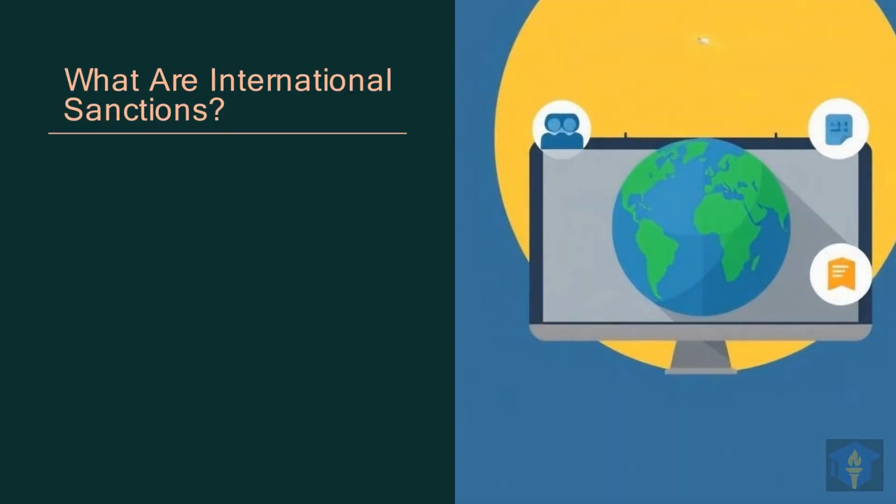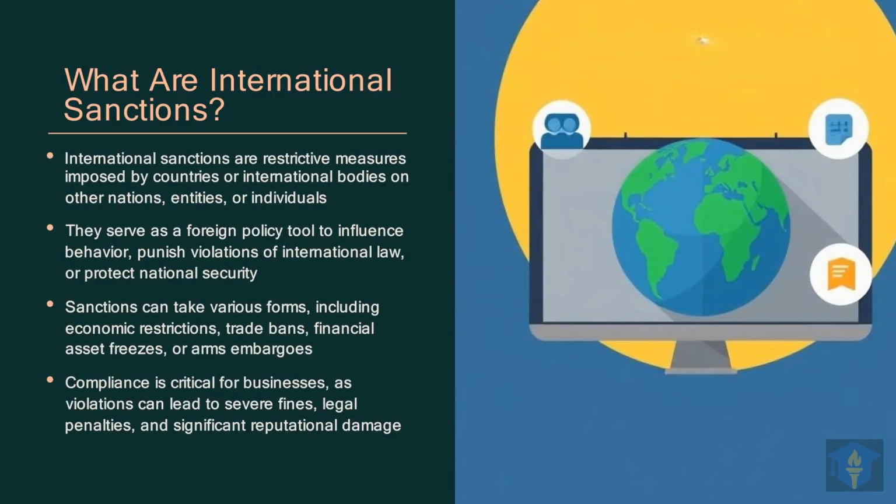Let's define what international sanctions actually are in the global business context. International sanctions are restrictive measures imposed by countries or international bodies on other nations, entities, or individuals. They serve as a foreign policy tool to influence behavior, punish violations of international law, or protect national security. Sanctions can take various forms, including economic restrictions, trade bans, financial asset freezes, or arms embargoes. Compliance is critical for businesses, as violations can lead to severe fines, legal penalties, and significant reputational damage.